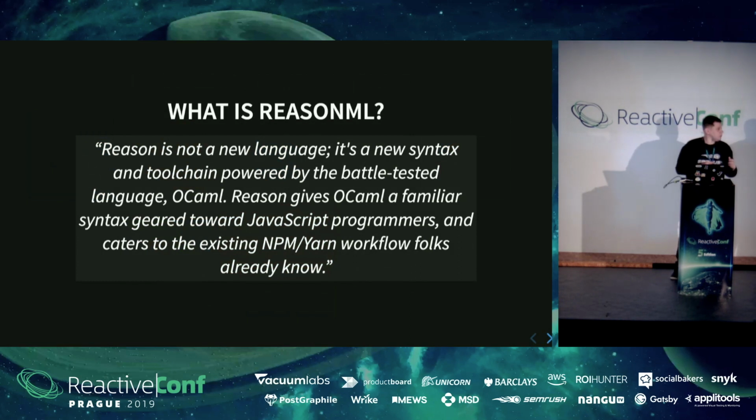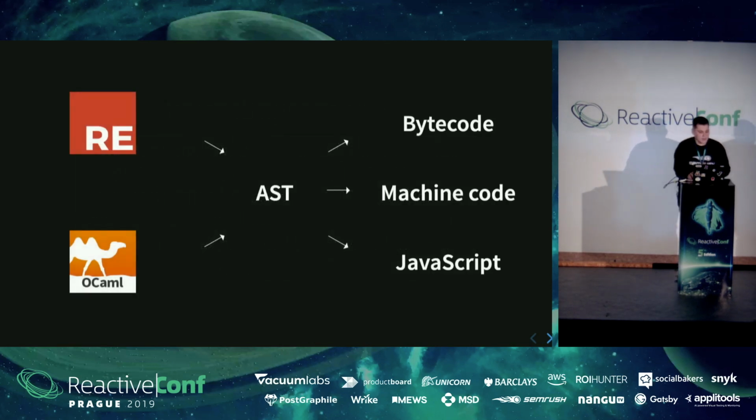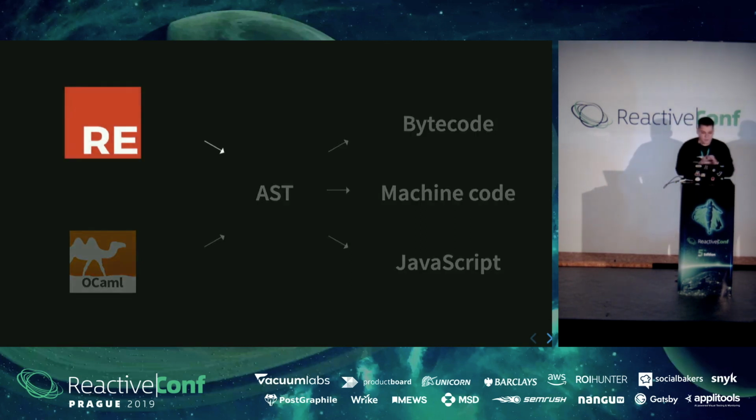If you look at the ReasonML website, we will see that ReasonML is not a new language. It is a new syntax and toolchain for the OCaml programming language. Thanks to this, ReasonML is very similar in appearance to JavaScript and can be used in the NPM ecosystem. In a simplified scheme, this can be represented as follows. ReasonML and OCaml are two different syntaxes, and they can be converted to the same abstract syntax tree. After that, we can compile it into bytecode or native code, or, and this is our option, into JavaScript.